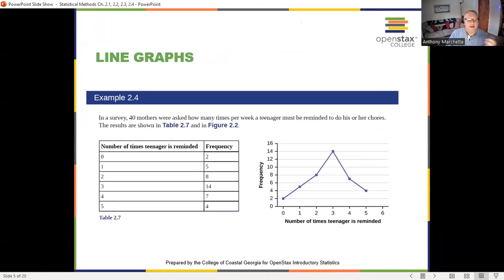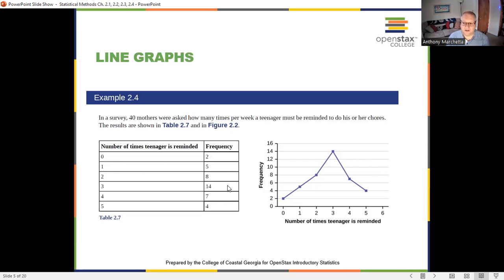All right. Next, we have what we like to call line graphs. In a survey, 40 mothers were asked how many times per week a teenager must be reminded to do his or her chores, and the results are shown in this table. So here we have the number of times the teenager is reminded, numbers 0 through 5, and we have the frequency of how many of them actually did their chores. So we have some nice data here.